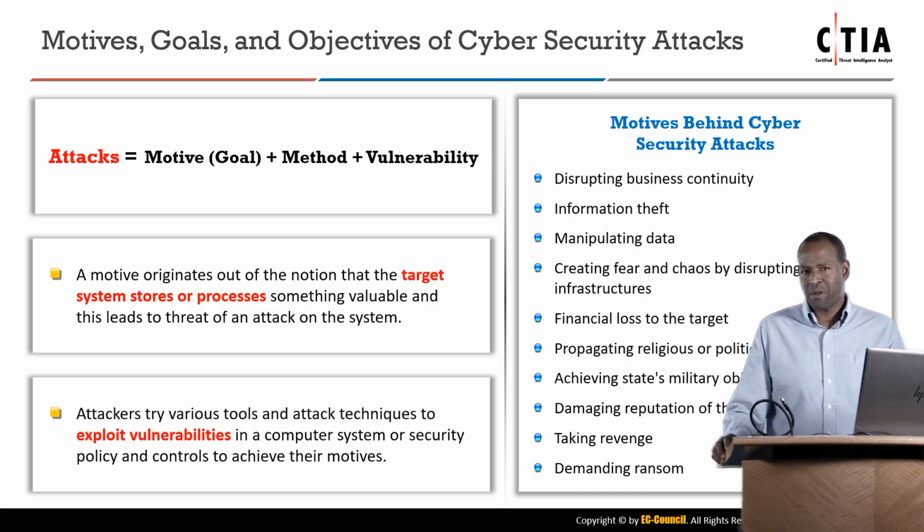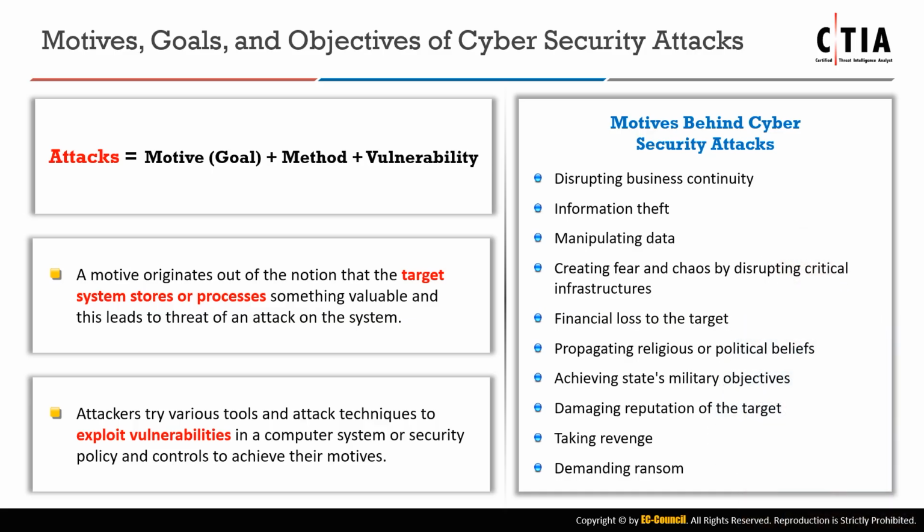Right? Motives, number one, disrupting business continuity. This can be from a rival business, or it could be from a nation state, for instance. Information theft. This can be from a hacker consortium, or even a lone wolf hacker. Manipulating data. This can be from a variety of areas of concern, people who want to try to hack a system and manipulate that data. Create fear and chaos by disrupting critical infrastructure. This can be cyber terrorism. A financial loss to the target. Propagating religious or political beliefs, achieving states' military objectives, damaging the reputation, taking revenge, demanding ransom.